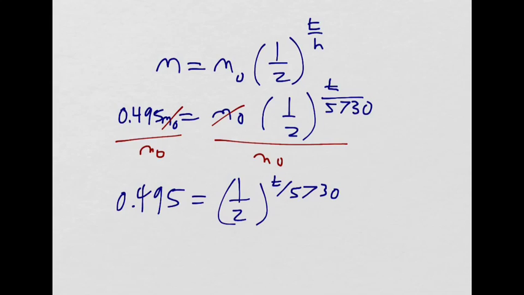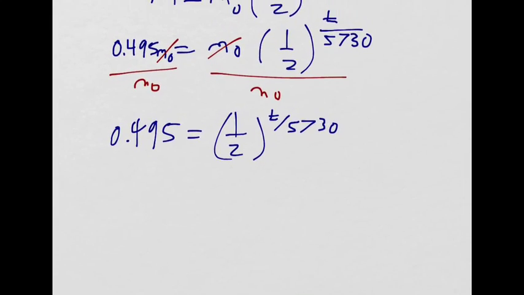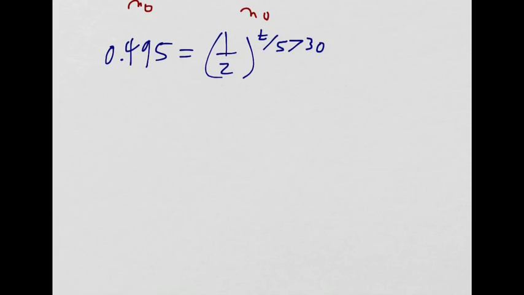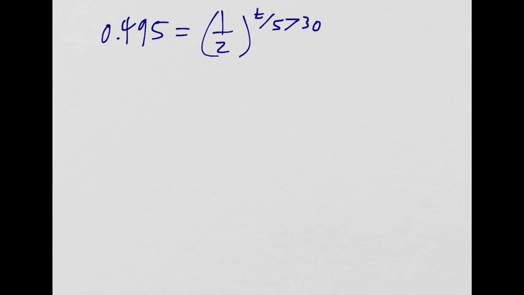Okay, does it make sense why I did this? I just want to make sure that's clear. Why I put 0.495 m naught in place of m? Yes? Okay. Alright, what do I do now? How do I solve this? I've got a variable in the exponent. You just do log of 0.495 over log of 1/2 and then multiply that by 5730. Okay, log, or turn it into logarithmic form. Right? So log base 1/2 of 0.495 equals t over 5730.